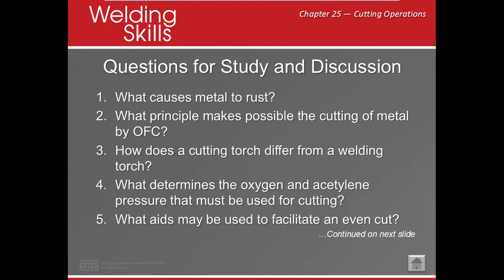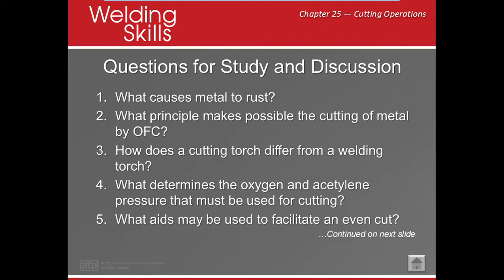Here we go again. Chapter 25, questions for study and discussion for cutting operations. So what causes metal to rust? Well, we know that oxidization. This is the oxygen in the air uniting with the metal. So what makes possible the cutting of metal by OFC? Well, OFC is a group of cutting processes that use heat generated by a gas flame. The fuel-oxygen mixture accelerates a chemical reaction between oxygen and the base metal that removes it.